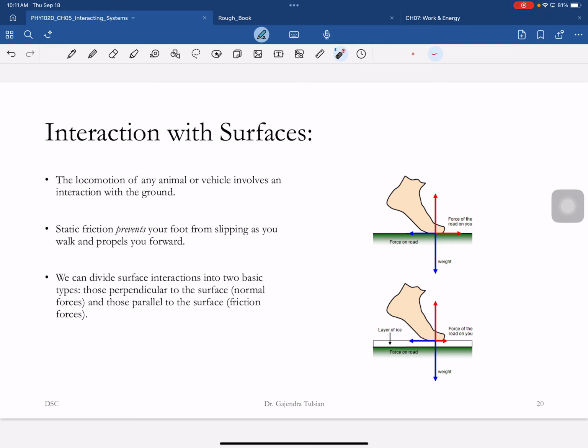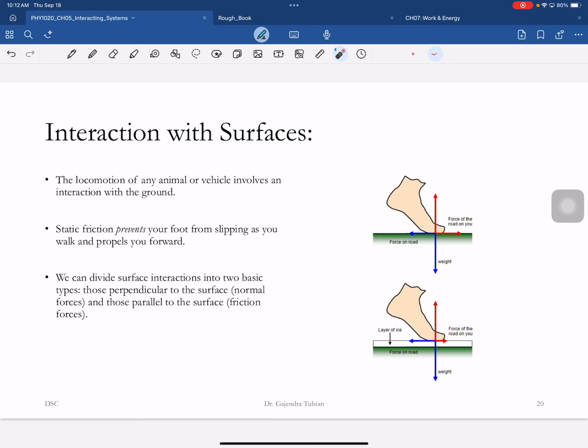So when you're walking, you're interacting with the ground. So we'll talk about interaction with surfaces. Here you're interacting with the ground, and the ground exerts two kinds of forces. It'll exert a force that is perpendicular to the surface and a force that is parallel to the surface. So here's what this is showing you. This person is trying to walk, and what does this person do? If I'm trying to walk, I push on the floor.